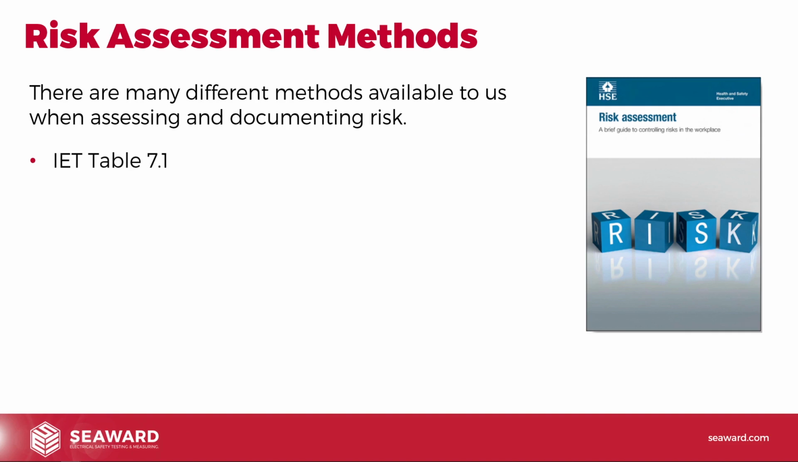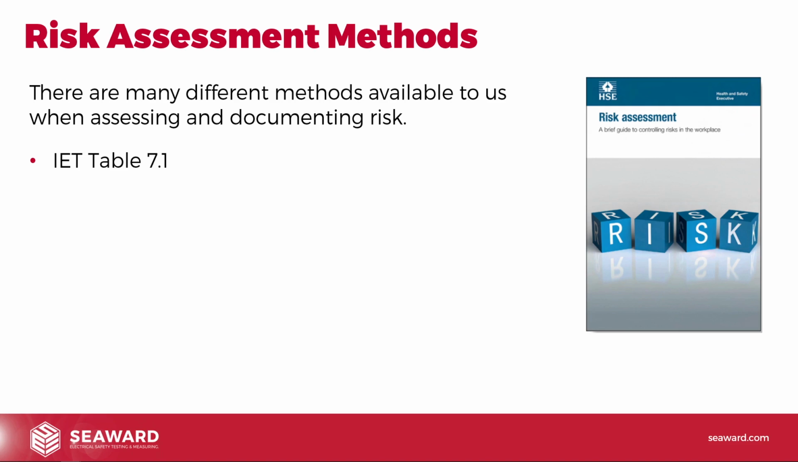So one very common option that we've got is IET Table 7.1. Now in the IET Code of Practice there is a table called Table 7.1, and Table 7.1 has what they refer to as initial frequencies. So what they've basically said is, if we don't know the factors, or we know very little about the factors, and we're coming to test a piece of equipment for the first time, we could use Table 7.1 and look up the type of equipment.